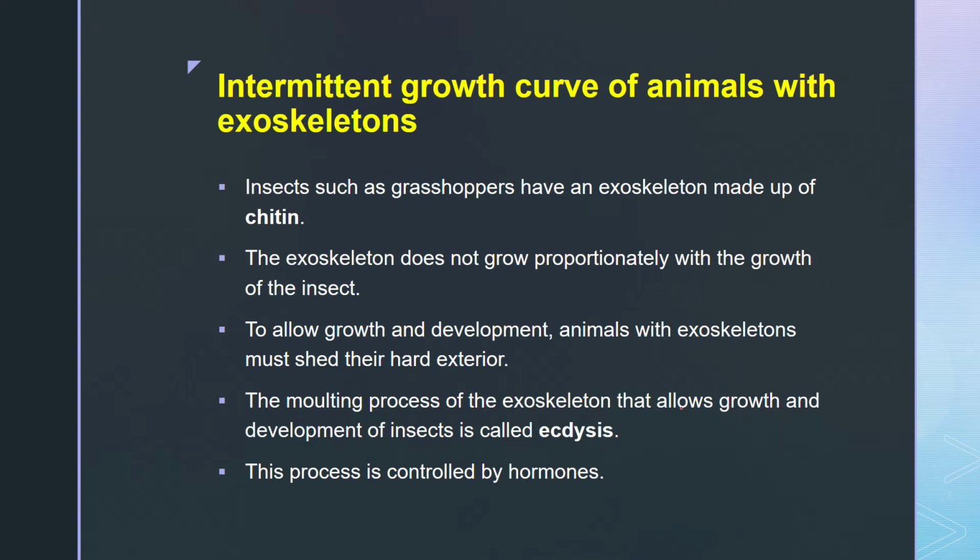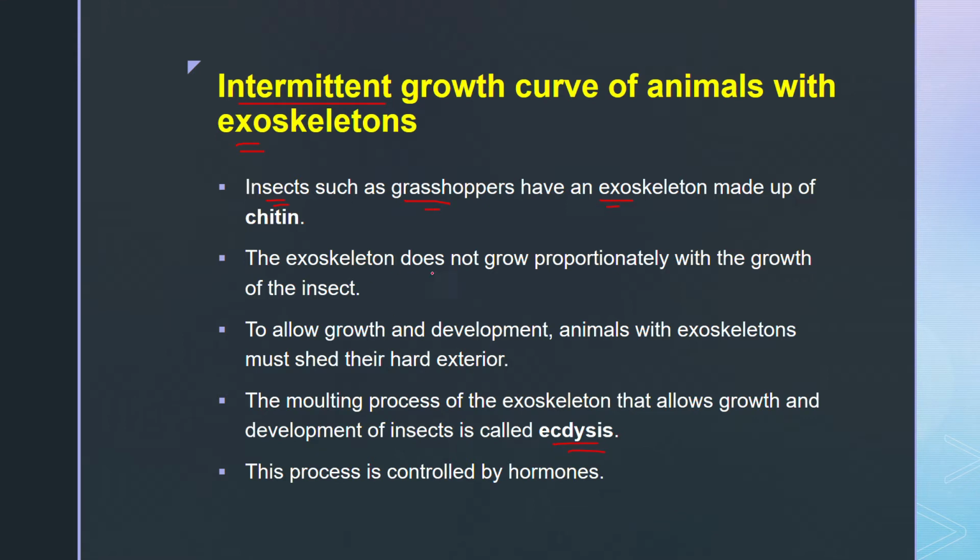Okay, in the previous video, we looked at the sigmoid growth curve, but in this video, we are going to look at the intermittent growth curve of animals with an exoskeleton. So we are referring to insects, such as grasshoppers, that have an exoskeleton. Remember, in the previous videos we talked about grasshoppers having incomplete metamorphosis, and we also mentioned ecdysis. Okay, so here we're going to look at the graph.